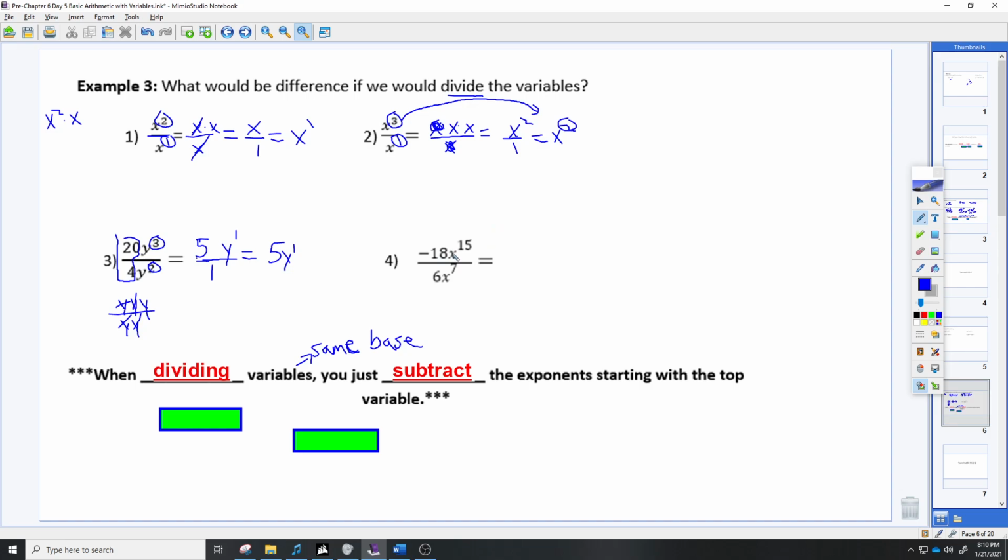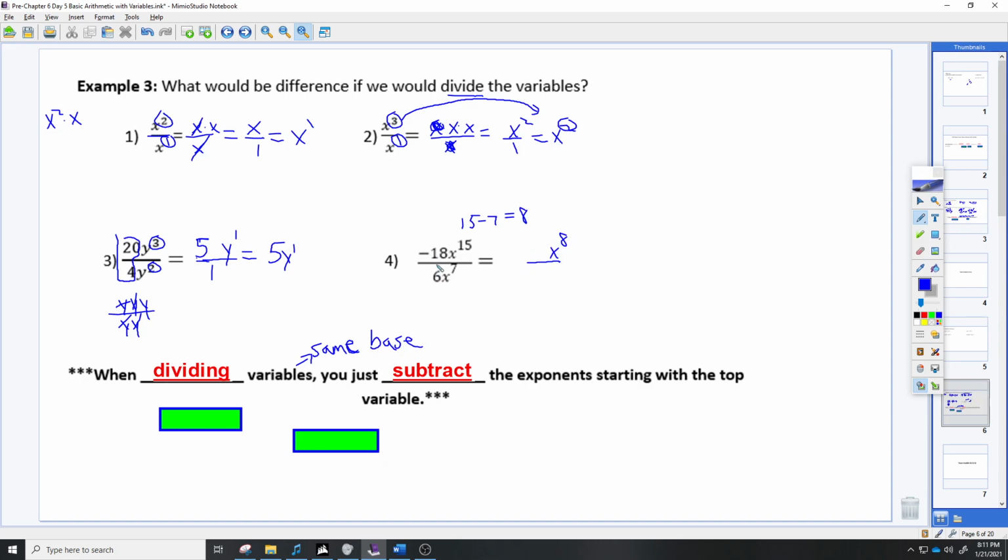All right, number 4. 15 and 7. So we're going to do subtraction again. To do this, we do 15 minus 7. And what is that? 8. So that will be our power on our x's. So let's do that. We have 15 minus 7 is 8, so it's x to the 8th power.